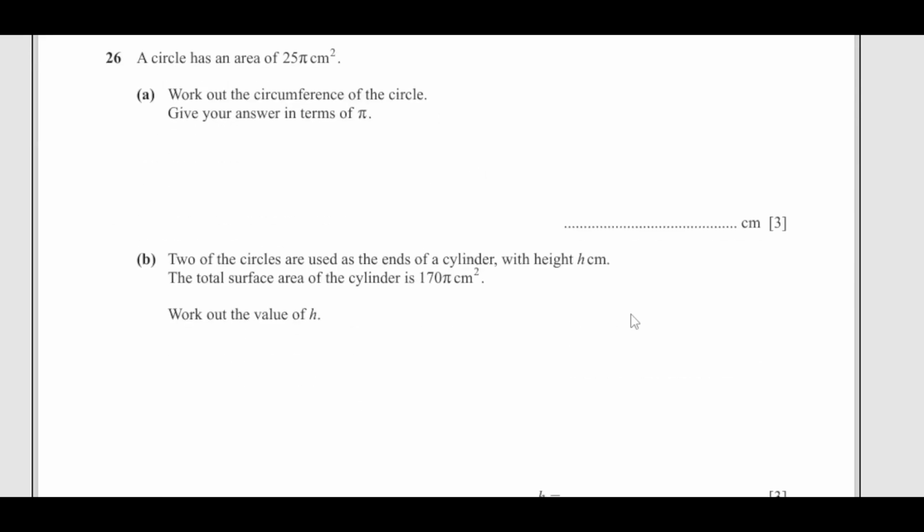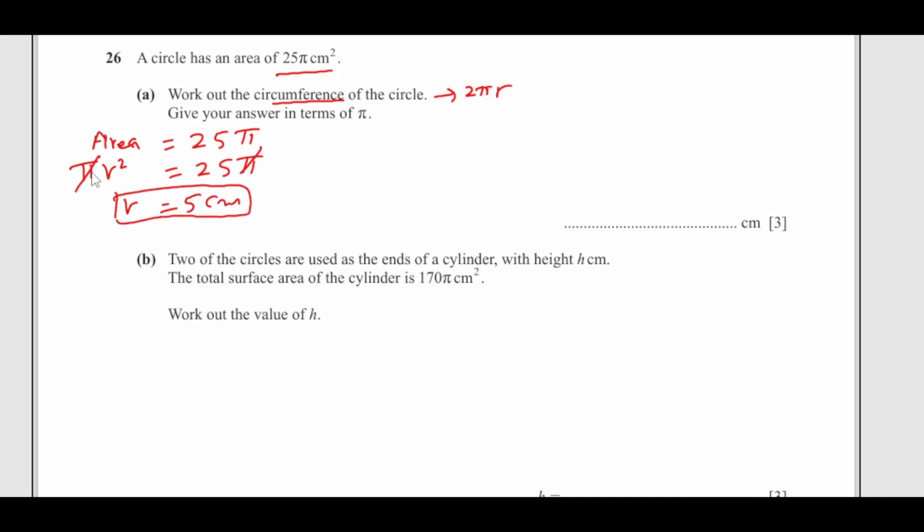So now number 26, a circle has an area of 25 pi centimeter squared. Work out the circumference of the circle. So we know the formula of circumference of a circle is 2 pi r. For that we need r. As we are given the area, the area is 25 pi centimeter squared, and the formula of area is pi r squared. We have 25 pi, so pi and pi get cancelled.